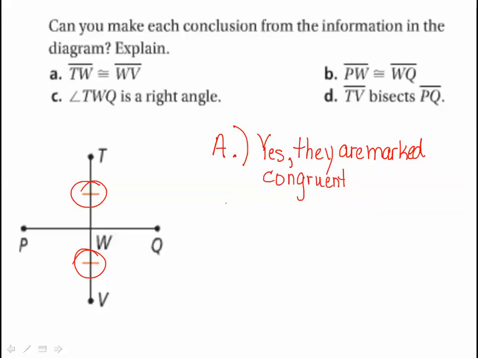However, if we look at letter B, it says PW is congruent to WQ. Notice, there is nothing that tells us that PW and WQ are the same length, even though it appears that they might be. We cannot assume this to be true, and the reason is they're not marked congruent.